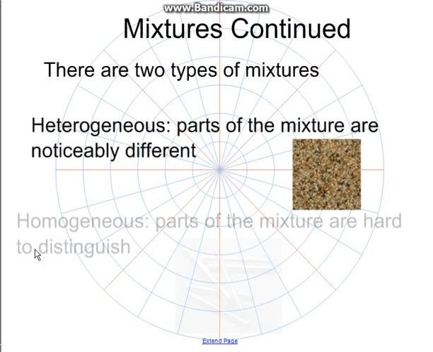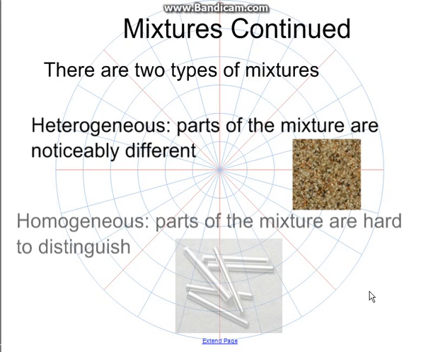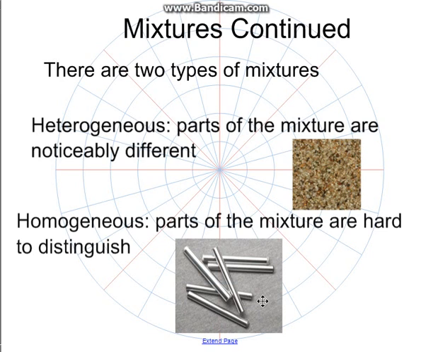On the other hand, a homogeneous mixture is one where parts of the mixture are hard to distinguish. It looks all the same. Steel is an example of a homogeneous mixture. Steel is actually made up of the elements iron, chromium, and nickel. And depending on what kind of steel you have, you could have even other elements and metals mixed in. But you can't tell that there are 3 different metals in here. It just looks like one kind, which is why we call it homogeneous.